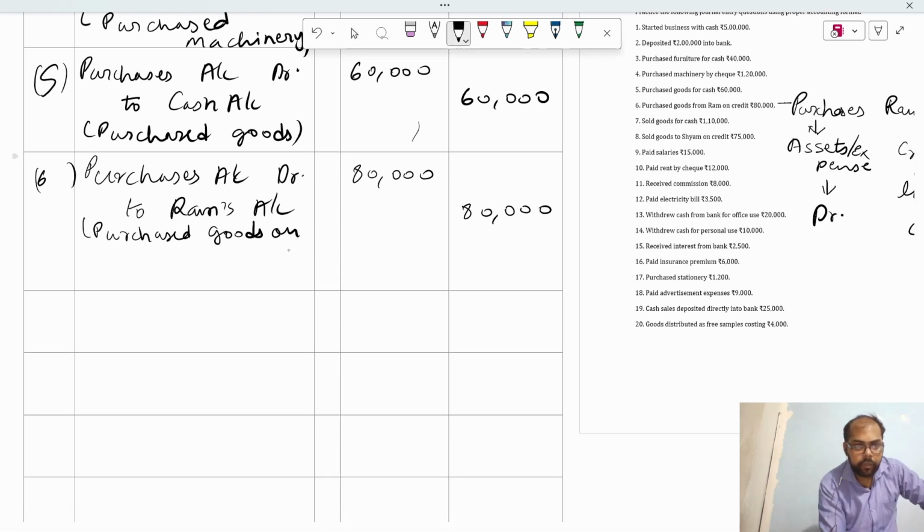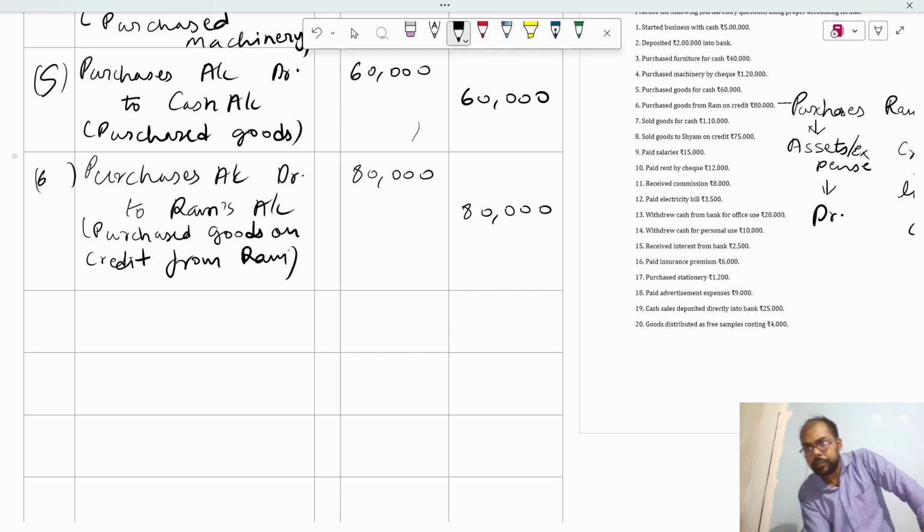Purchased goods on credit from Ram. Okay. I hope this is clear to you.